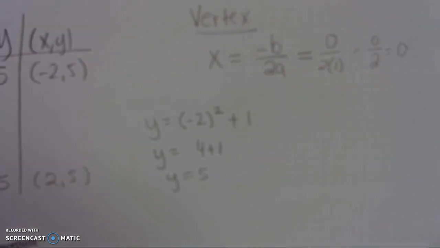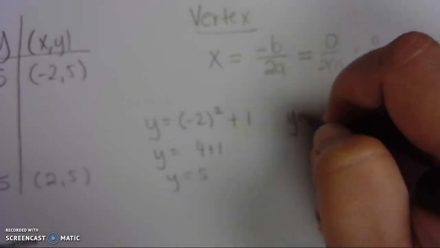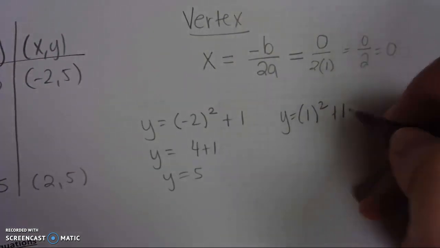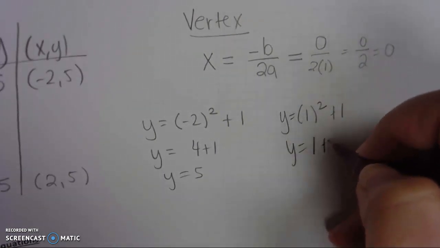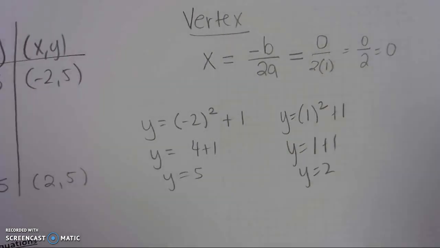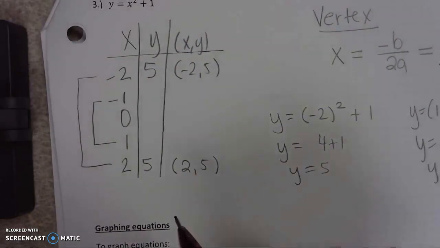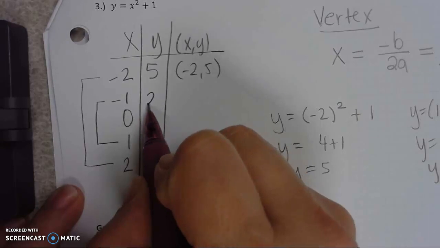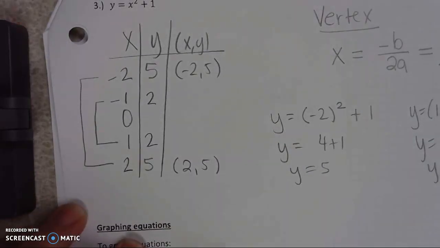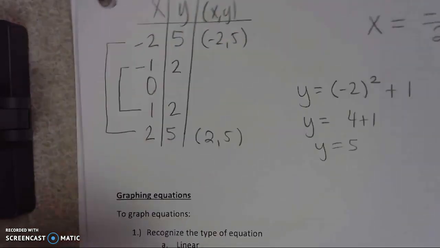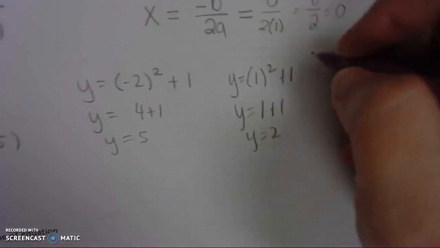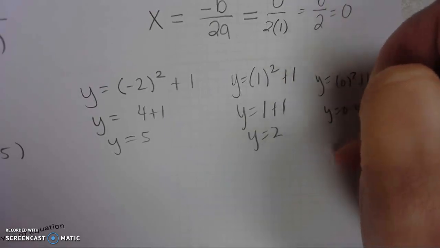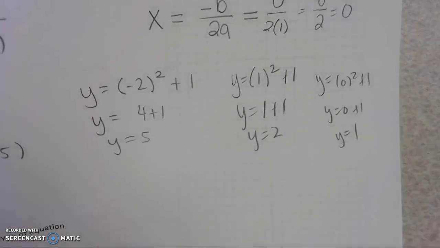Next I'm going to fill in 1 in x's place, and I get 1 plus 1, which is 2. That tells me the y value for x equals 1 is 2, which means the y value for -1 is also 2. Lastly, I'm going to fill in 0. That gives me 0 plus 1, which is 1.